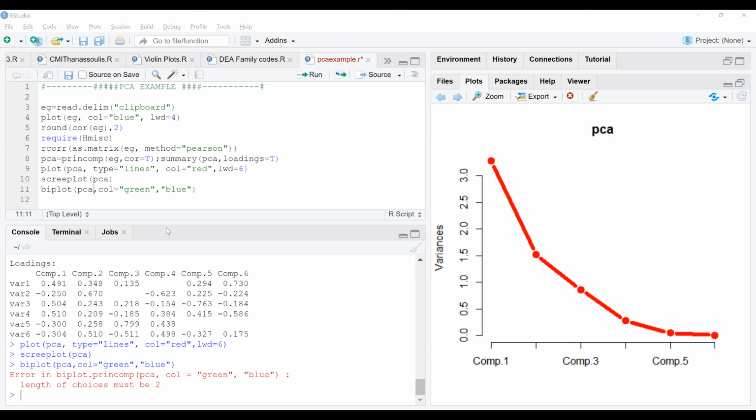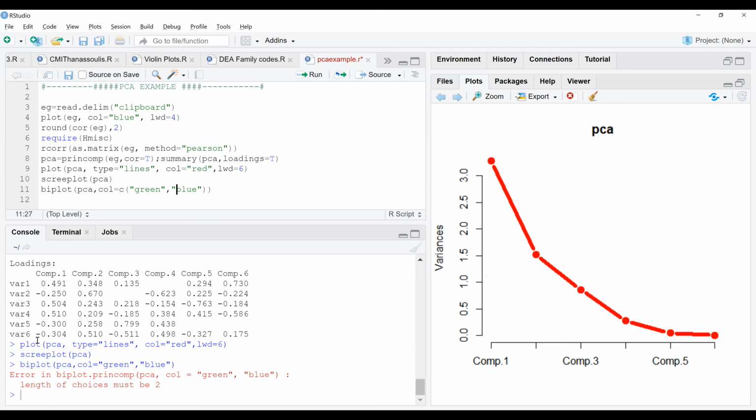Oh, you're supposed to bring a concatenation here. You're supposed to bring COL concatenation. You have to concatenate it before. So you get PCA, and then you close the bracket again. And then now let's run it.